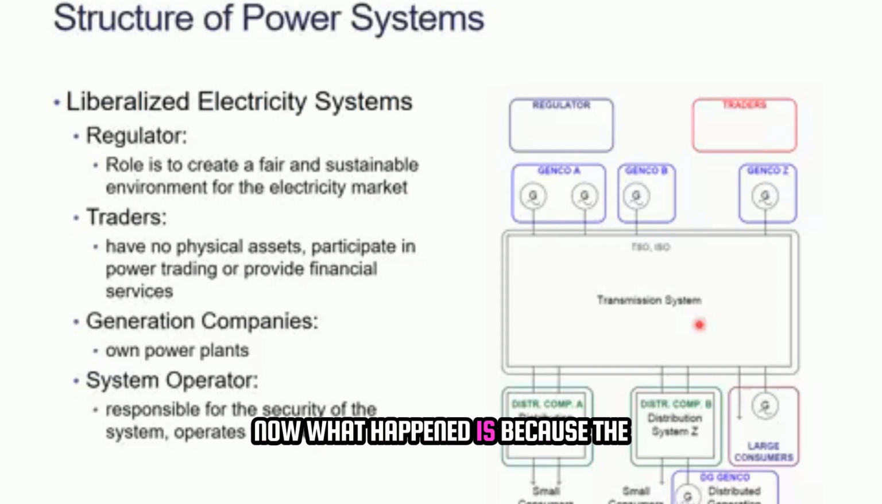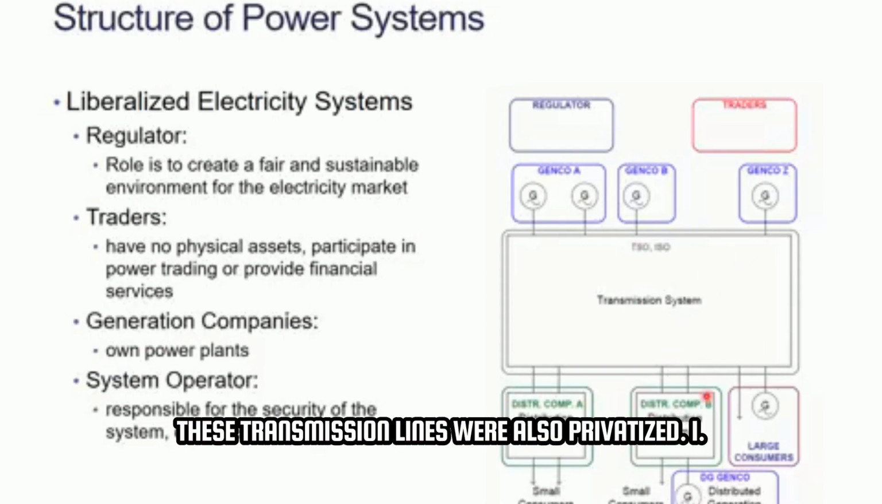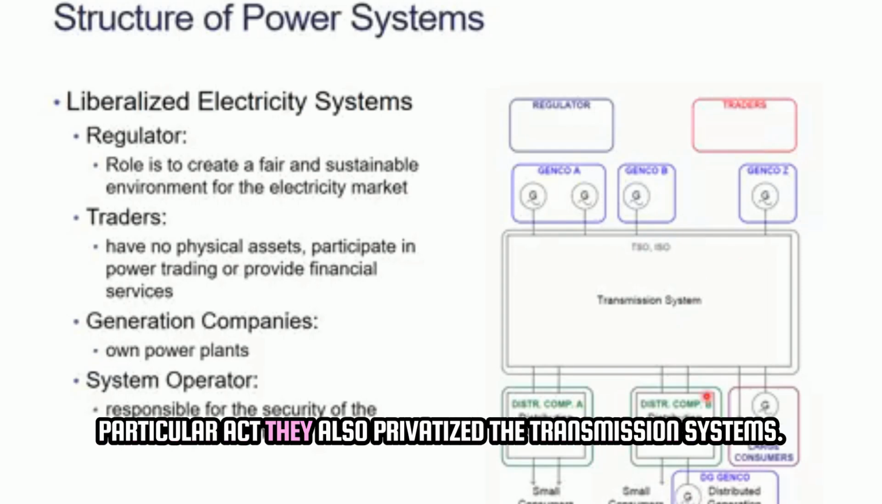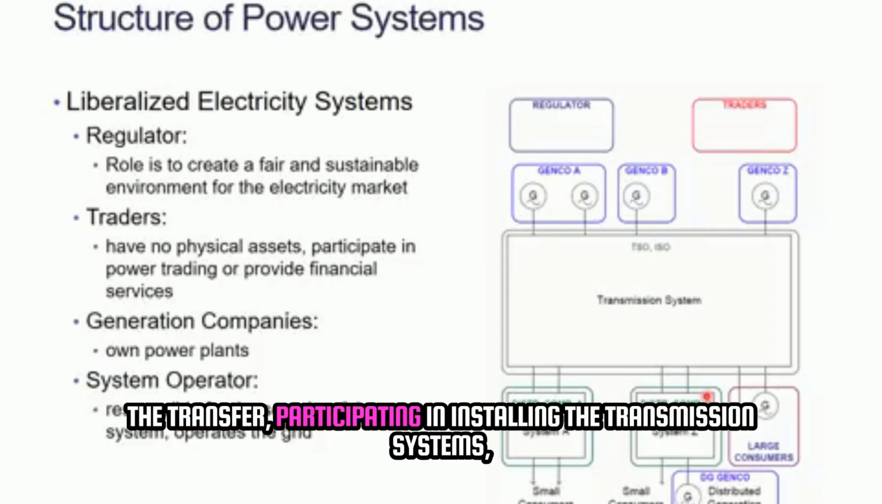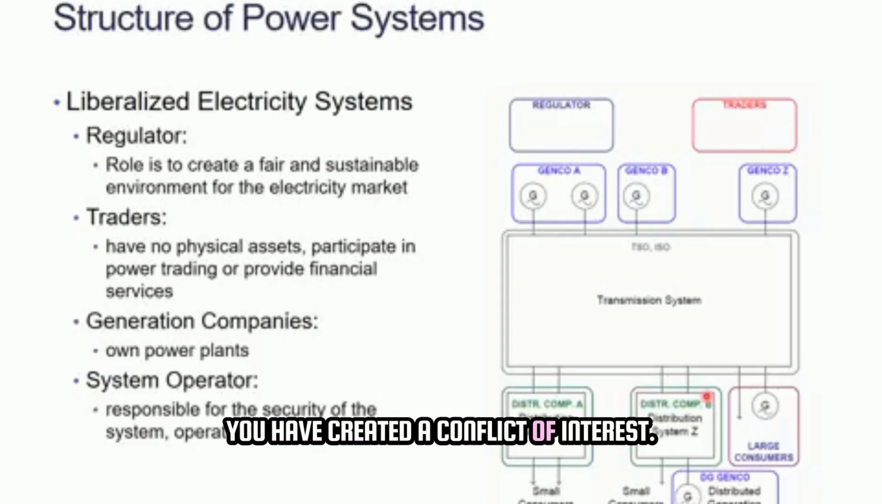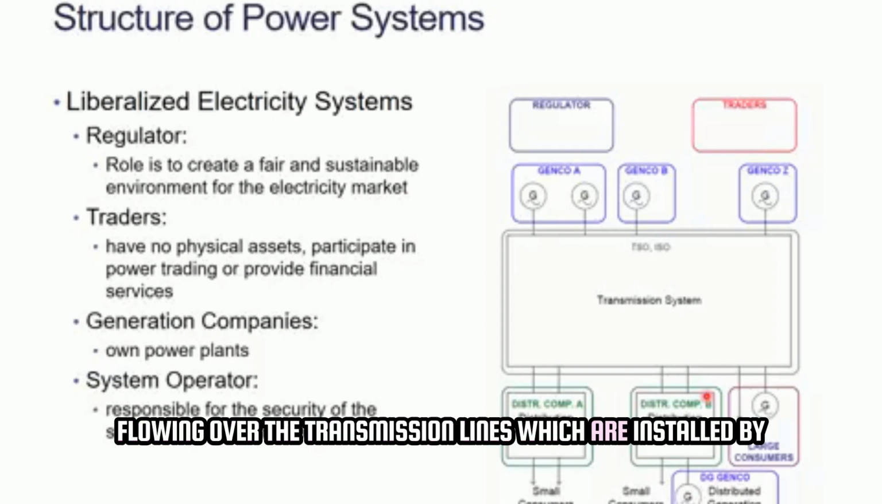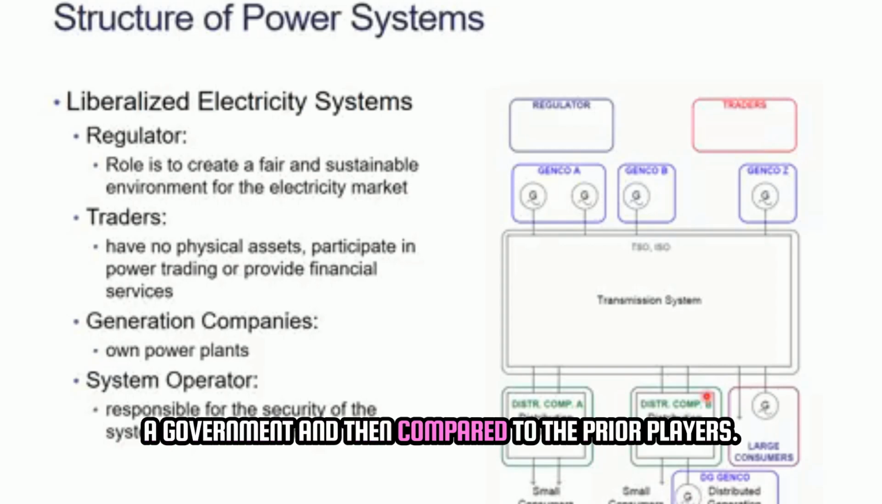Now what happened is, the development or installation of these transmission lines was also privatized. I told in the previous lecture that after a particular act, they also privatized the transmission systems. Now when you have private players participating in installing the transmission systems, you have created a conflict of interest, because as an operator I will prefer the power flowing over the transmission lines which are installed by the government, compared to the private players.